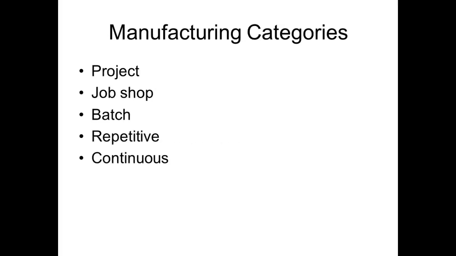So these are our manufacturing categories: project manufacturing, job shop manufacturing, batch, repetitive, and continuous. And every bit of this is in chapter 1.